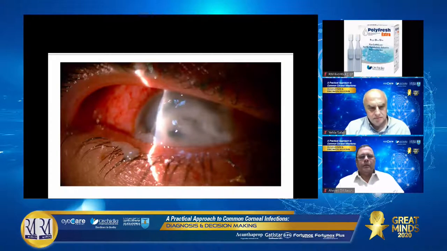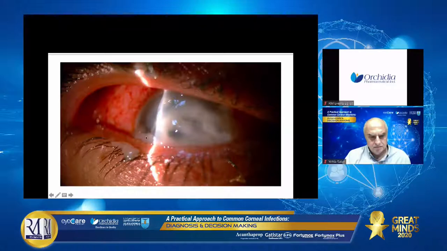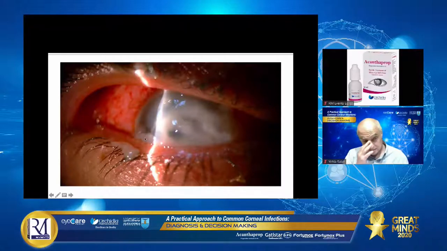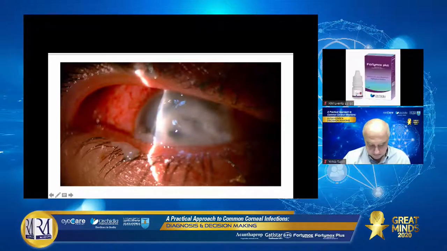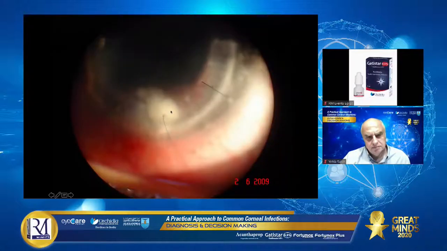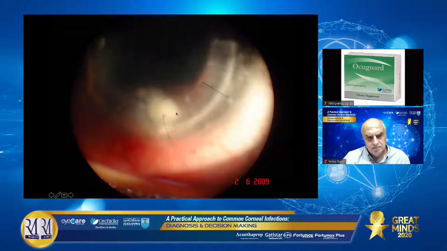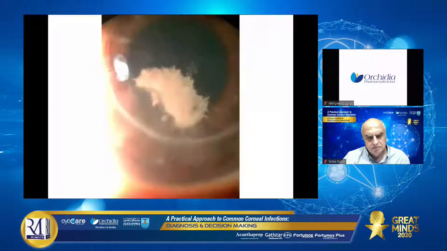For example, this patient, you can't swear whether it is fungal or bacterial. There is some discharge on the eyelashes and on the cornea, but there is so much infiltration in the cornea, you can't know with certainty. Also, this suture-related infection can be bacterial or fungal. You can't know without lab investigation.